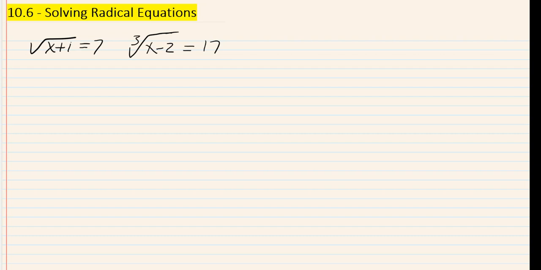Cube root of x minus 2 equals 17. That's another one. Or I can have square root of x plus 5 equals the square root of x minus 1. Actually, these are all radical equations because every one of those has an equal sign in it. Now, in radical equations, what we want to do is solve these equations. That means we want to solve for the unknown, something that we haven't done yet.